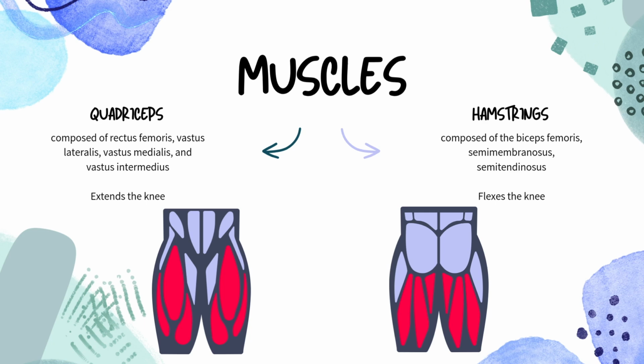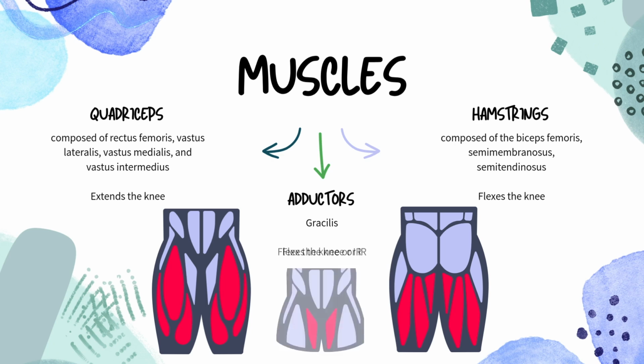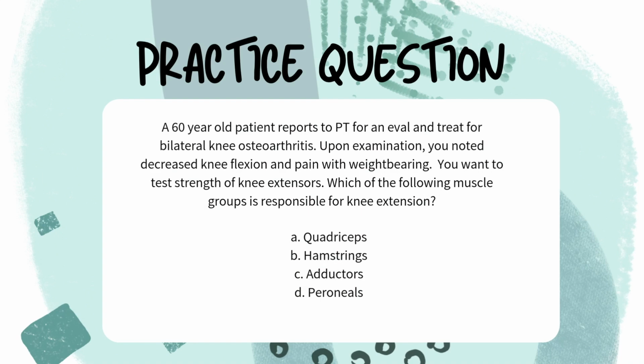Lastly, we're going to talk about the adductors. There are more than one adductor, but the gracilis is the adductor that crosses the knee joint, so it is going to help flex the knee or internally rotate the knee when flexed. Okay, that is all for the anatomy of the knee. It's a lot more simple than the shoulder.